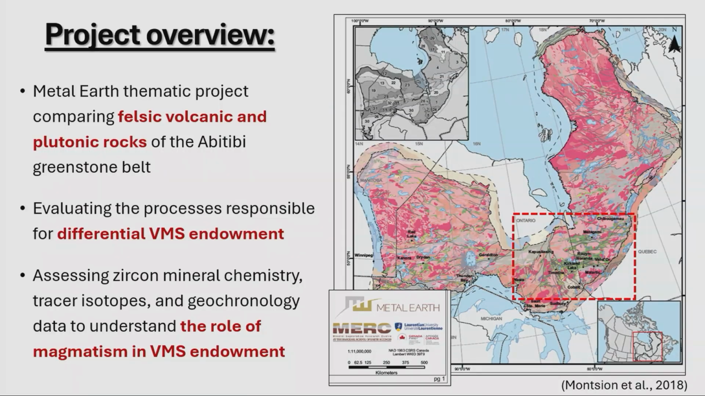For an overview, our project is part of the Metal Earth thematic project, like Ross mentioned. Specifically, our work is looking at felsic, volcanic, and plutonic rocks within the Abitibi Greenstone Belt, highlighted here in the Superior Province. We're really focusing on evaluating processes responsible for differential VMS endowment and assessing how we can use zircon mineral chemistry, tracer isotopes, so uranium, lead, and lutetium hafnium, as well as the geochron data itself, to understand the role of magmatism in VMS endowment.